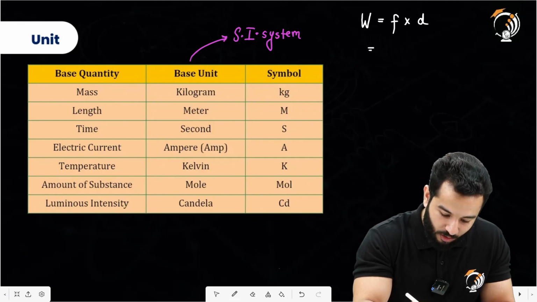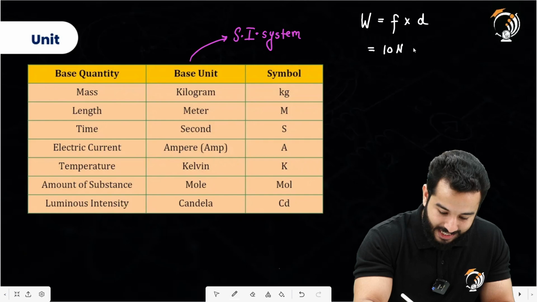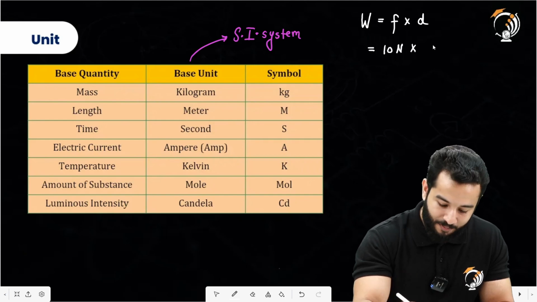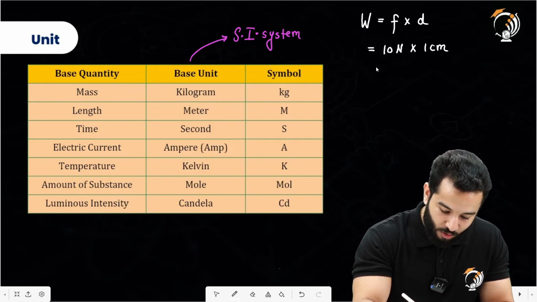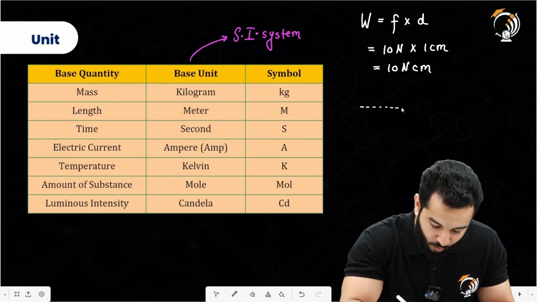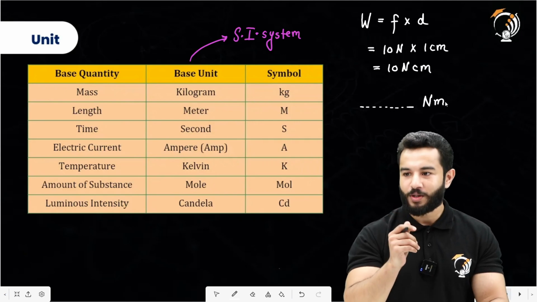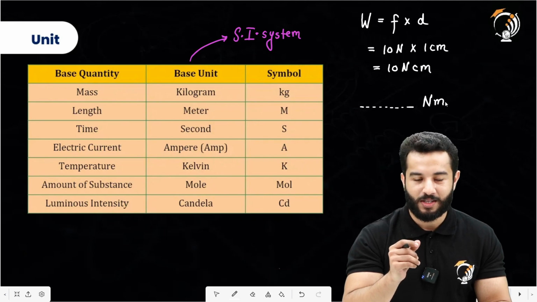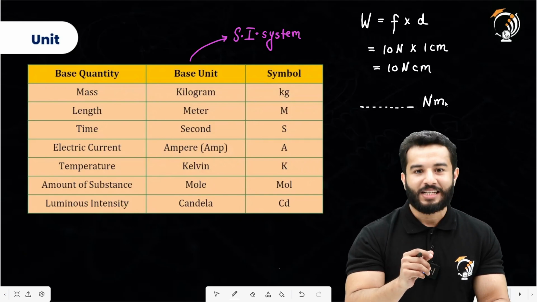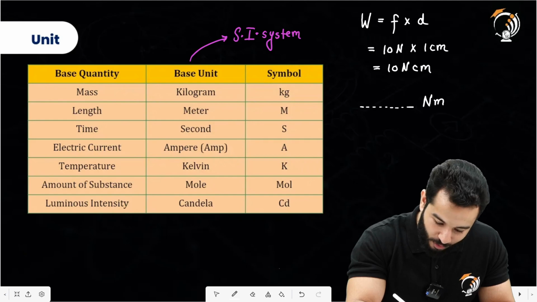And they have told you that the force is in newtons, 10 Newton, and the distance is in centimeters, so it's 1 centimeter. So the answer is going to be 10 Newton centimeter. But they have asked that you fill your answer over here, and you have to write the answer in Newton meter. So you have to pay attention to what the final unit of your answer should be. If you want to convert it, you will quickly convert it into 0.1 Newton meter.